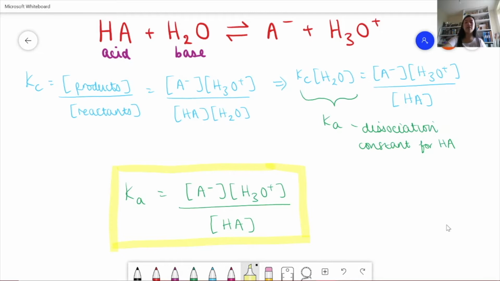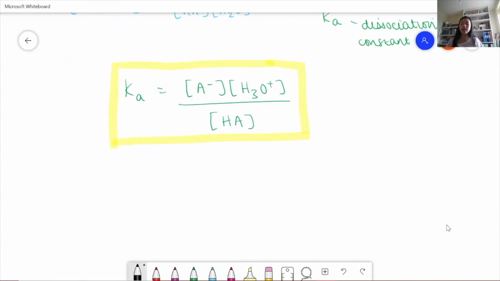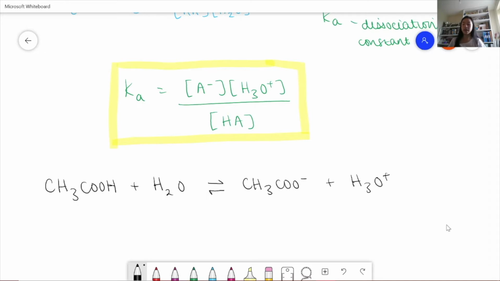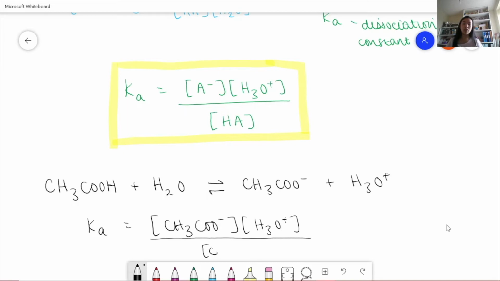So for example, if we had this equation, if we had ethanoic acid added with water and an equilibrium was set up to form this CH3COO minus ion and H3O plus ion, then we could find the Ka by doing the concentration of CH3COO minus multiplied by the concentration of H3O plus divided by the concentration of the ethanoic acid.